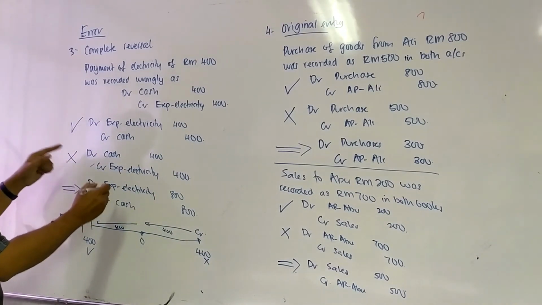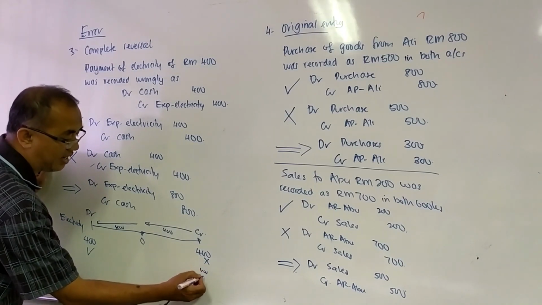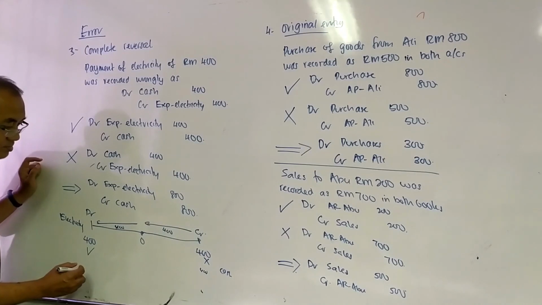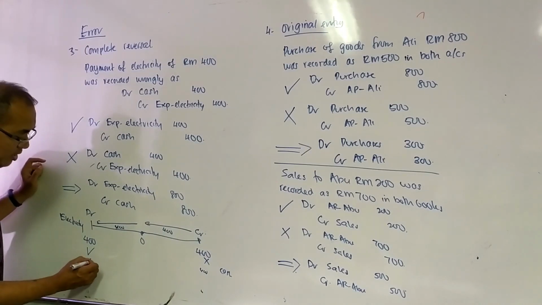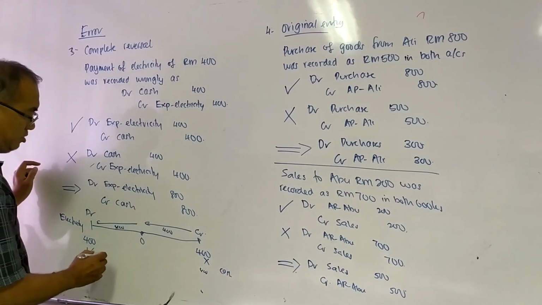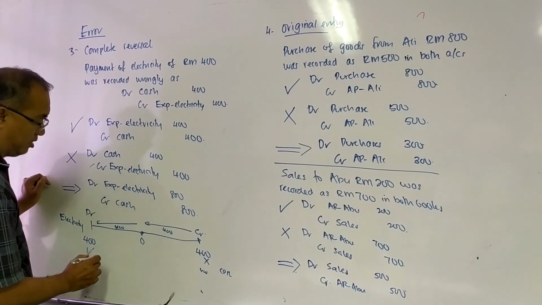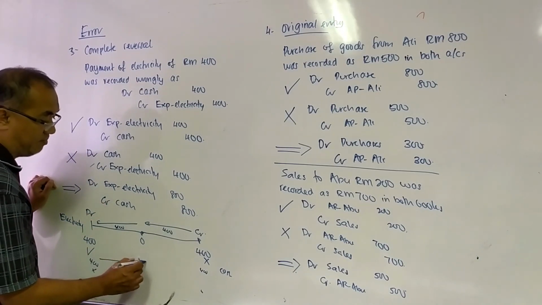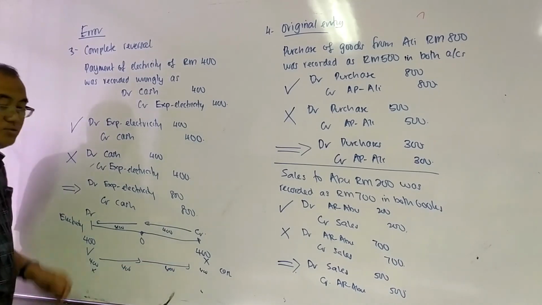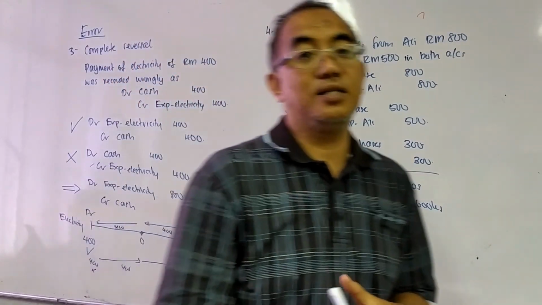Same goes for your cash. Cash should be over here, 400 cash on the debit side. But you have put it here, which is wrong. So you need to go to the credit side, credit cash. First jump, second jump. The first jump is 400, the second jump is 400. So two jumps, 400 times 2, 800.